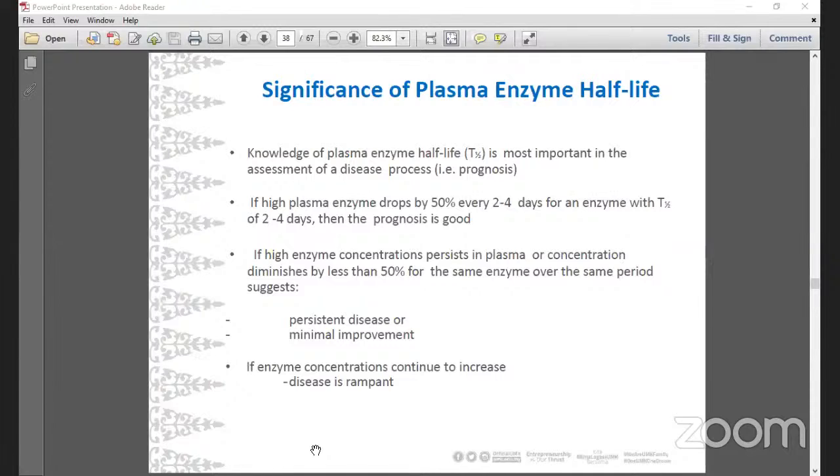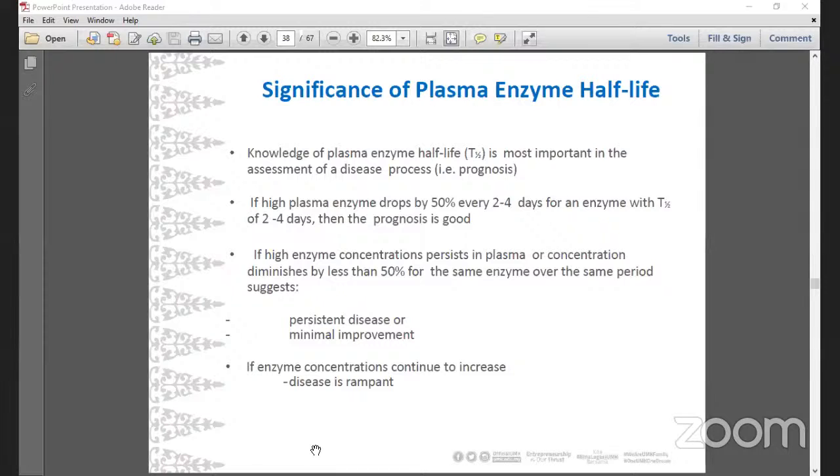So one more thing about liver enzymes. We have to know the concept of half-life. Knowledge of the plasma enzyme half-life is most important in the assessment of a disease process, and it helps us to determine the prognosis. Let me give you an example. If a high plasma enzyme drops by 50% every 2 to 4 days, meaning the enzyme half-life is 2 to 4 days, the prognosis is good.